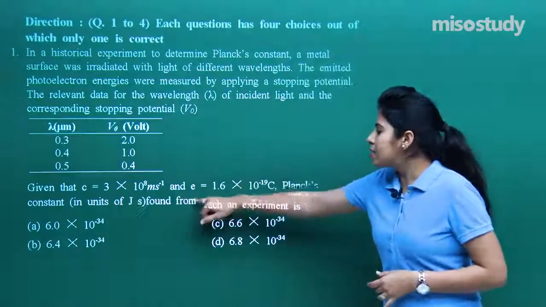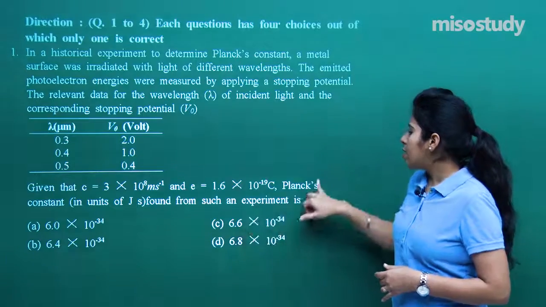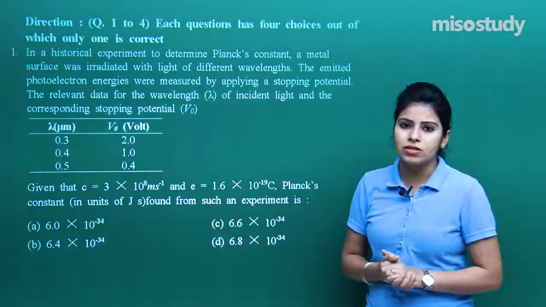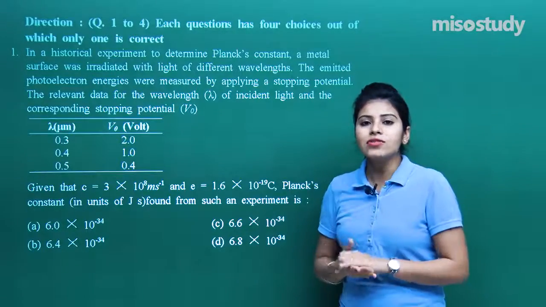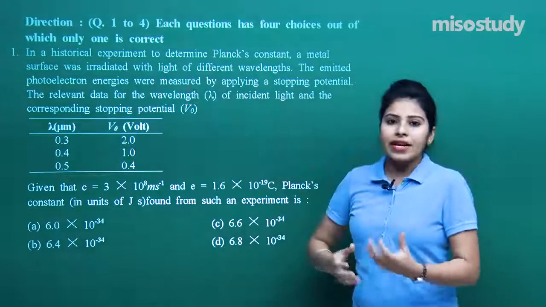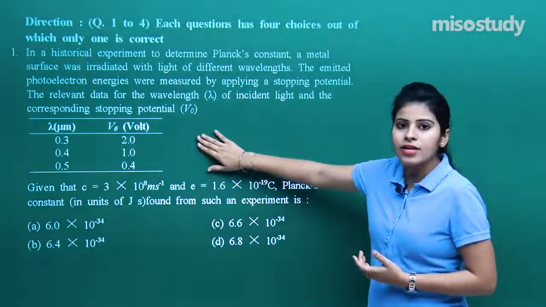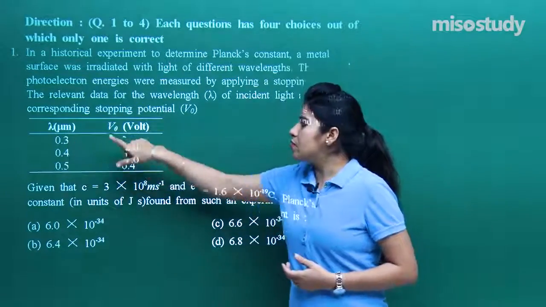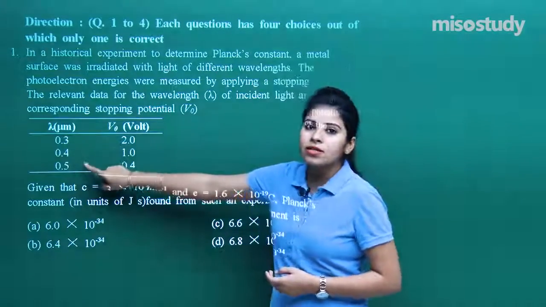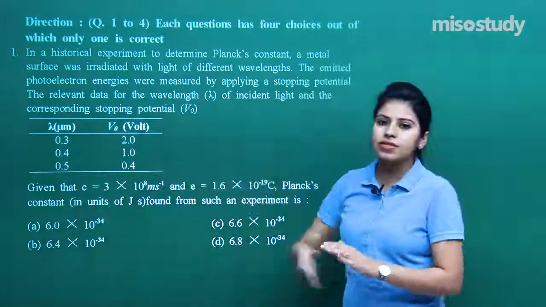Given that c is this, e is this, and Planck's constant is this, we have to find Planck's constant from such an experiment. In history, the scientists were doing an experiment where they were irradiating the metal surface with different wavelengths of light, and the readings are here. At this wavelength, the stopping potential was this. At this particular wavelength, the corresponding stopping potential was this. At this wavelength, it is this.